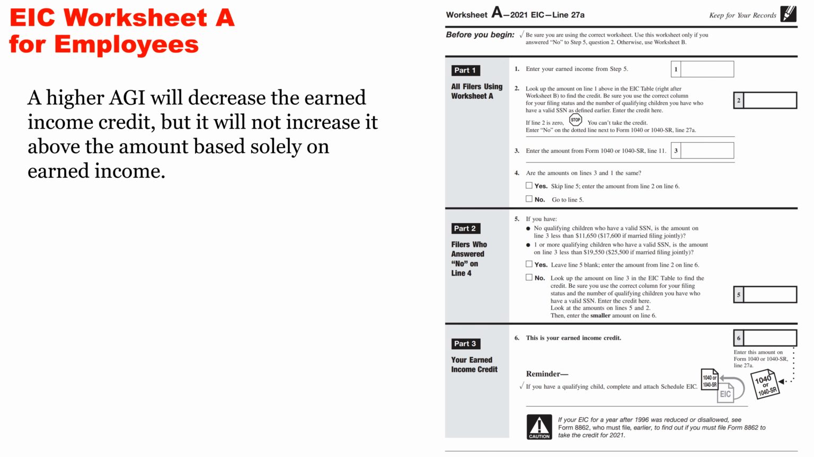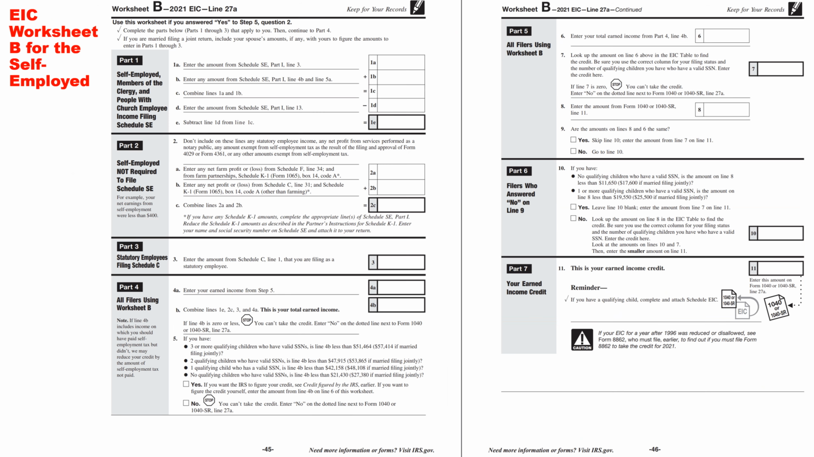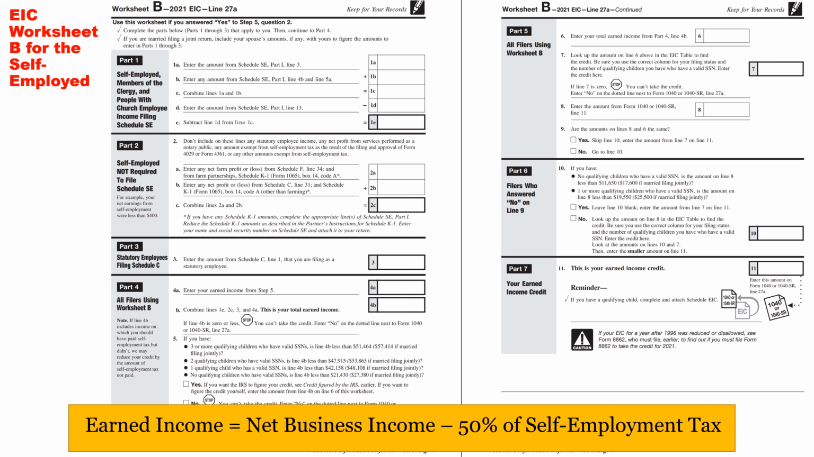This is the EIC Worksheet for employees in the Form 1040 instructions. Note that Part 2 limits the credit to only earned income, not AGI, below the income where the phase-out range begins. Worksheet B for the self-employed is a little more complicated, but you can increase your earned income credit using the same method as for employees, which I will show later. For the self-employed, the earned income equals the net business income minus 50% of the self-employment tax. Other sections of this worksheet pertain to clergy or statutory employees.